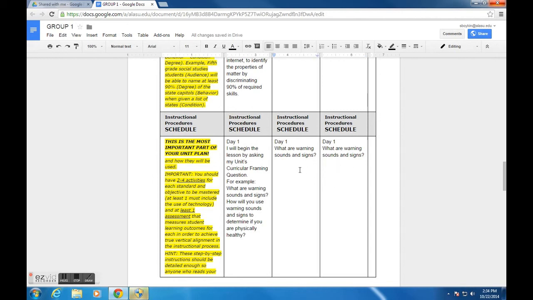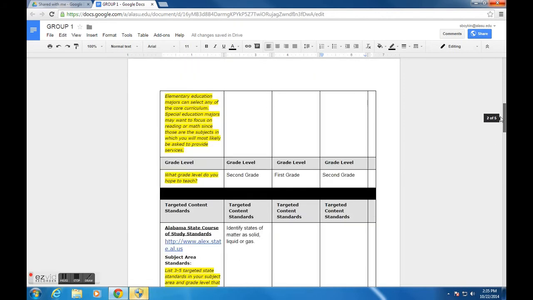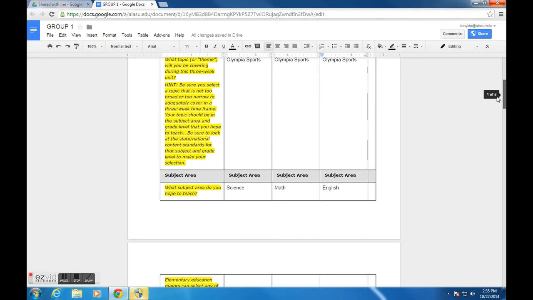Now keep in mind that you're only making instructional procedures for 5 days. Okay? So each person in this group will do a day 1, day 2, day 3, day 4, day 5 that connects this theme, Olympic sports, to science, math, and English.